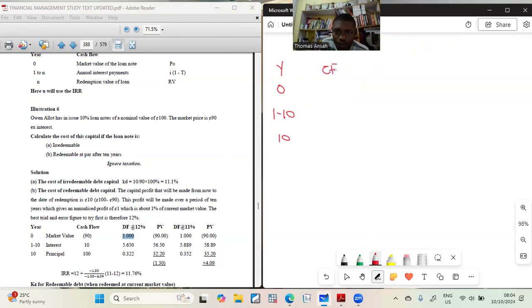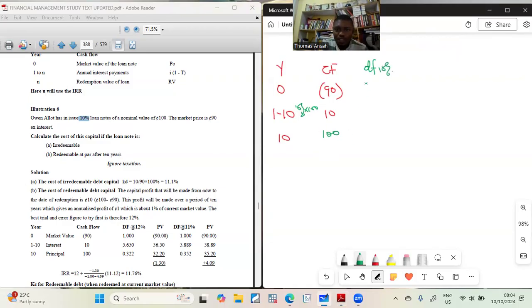I need the cash flows. So the year 0 is the market value, which is 90. Interest is the coupon interest. So 10% of 100 is 10. Don't forget that. It's 10% of 100. It's 10. So that is that. On the redemption, we are not told how much the redemption is. Of course, I told you that if it is not mentioned, everything is at par. So 100 cedis. Now I'm going to use the discount factor. The first discount factor I'm going to use is the 10%.